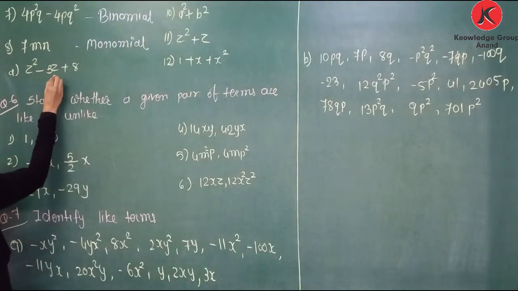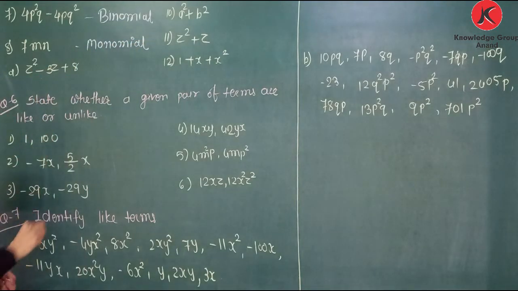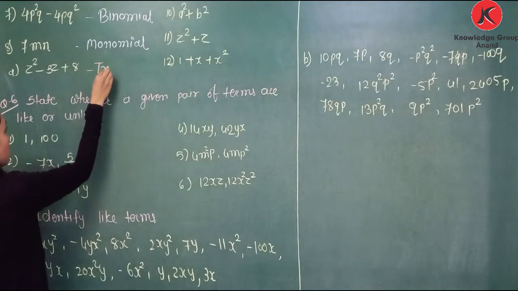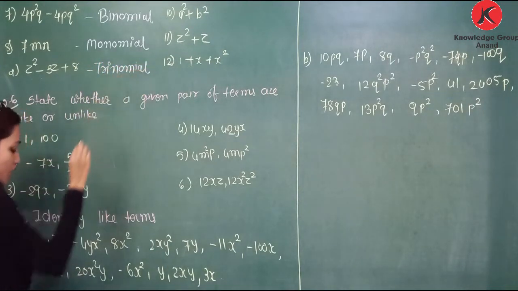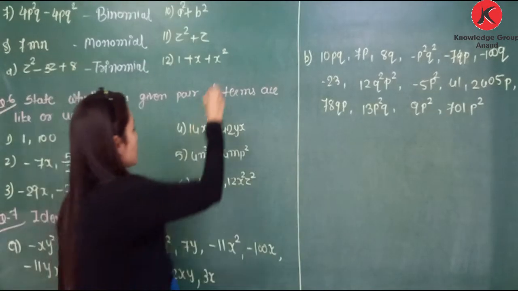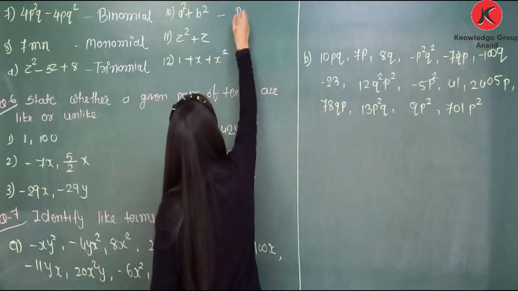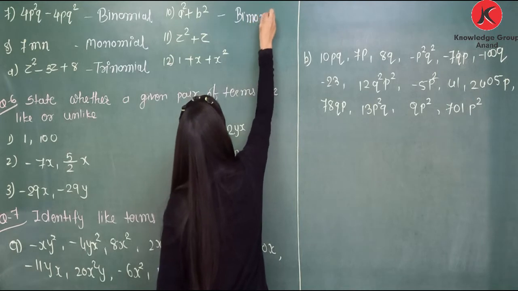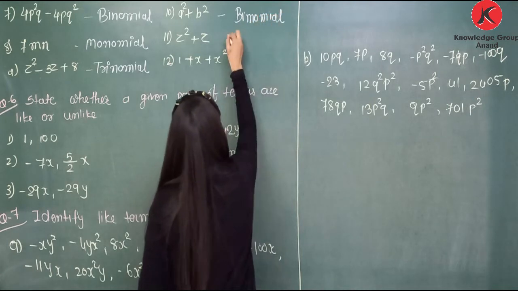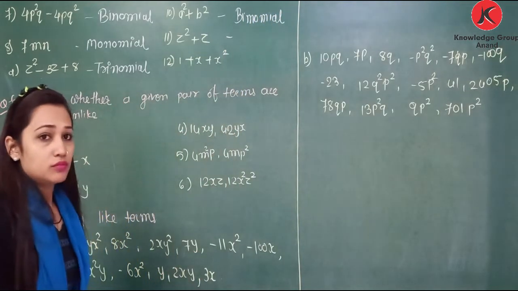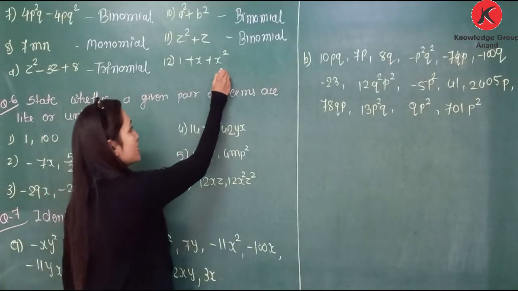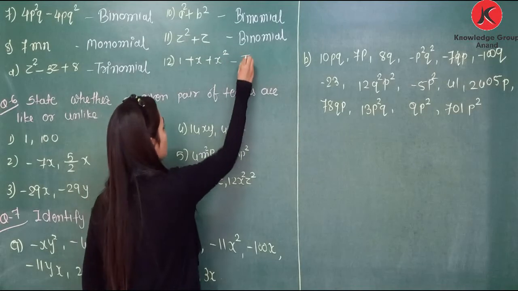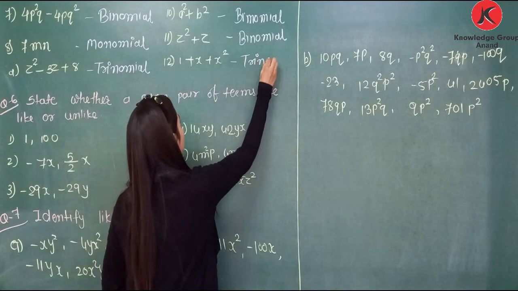Z square minus 3z plus 8. How many terms do we have? Trinomial. It is 3 terms. A square plus b square. For this we have 2 terms, so it is binomial. Z square plus z. We have 2 terms, so it is binomial. Next is 1 plus x square. So here we have 2 terms, so we call it binomial.